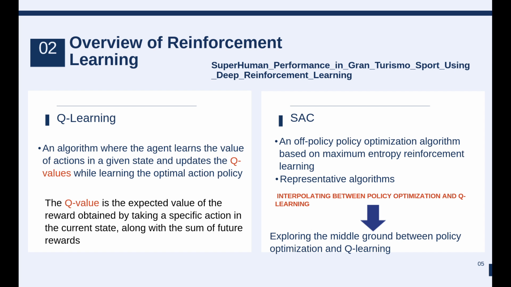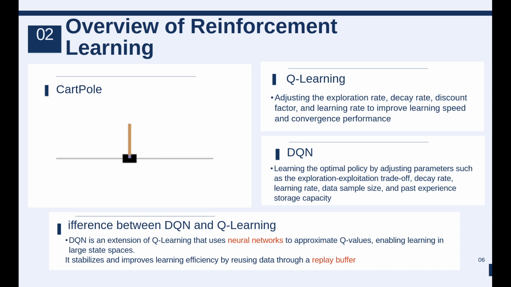The term maximum entropy here refers to encouraging maximum uncertainty to ensure diverse exploration. A representative concept explored by SAC is interpolating between policy optimization and Q-learning, which aims to find the middle ground between these two approaches.